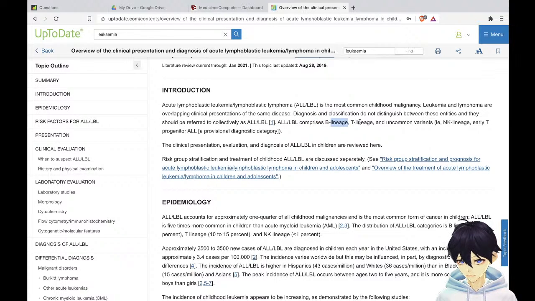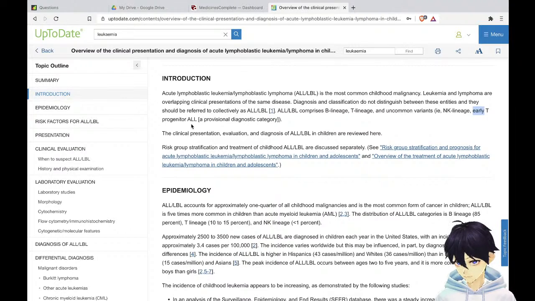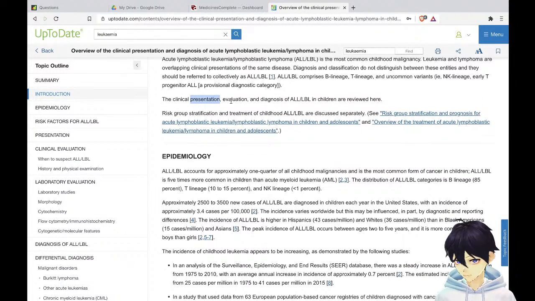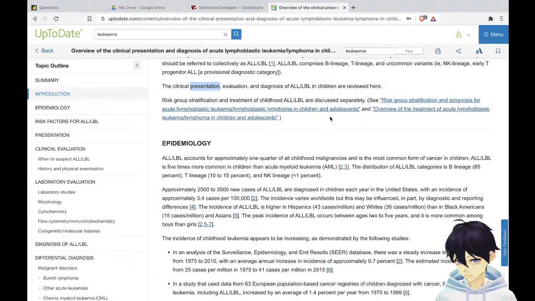ALL or LBL comprises B lineage, T lineage, and uncommon variants, in other words NK lineage and early T progenitor ALL. The clinical presentation, evaluation, and diagnosis are reviewed here. Risk group stratification and treatment.